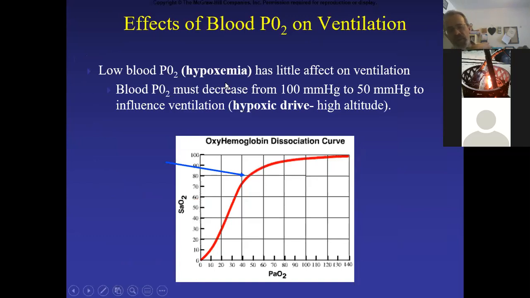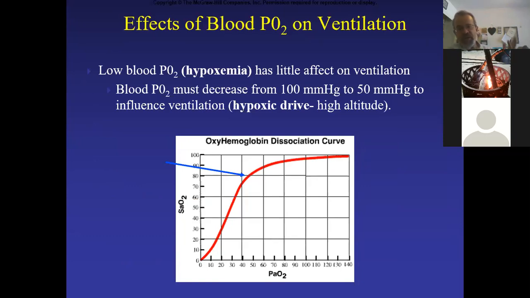So we know the different factors that influence breathing. First of all, we know the basic rhythm of breathing, the medulla, that goes to the neurons that go to the muscles. We also know that the pons, we also know that the chemoreceptors are responsible for influencing breathing, right?